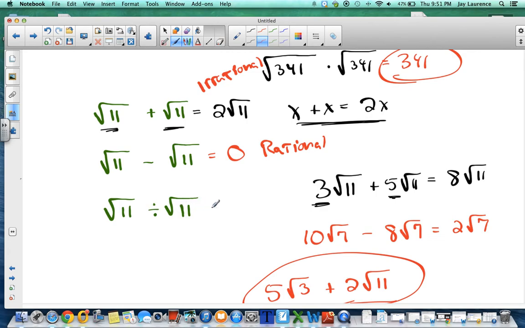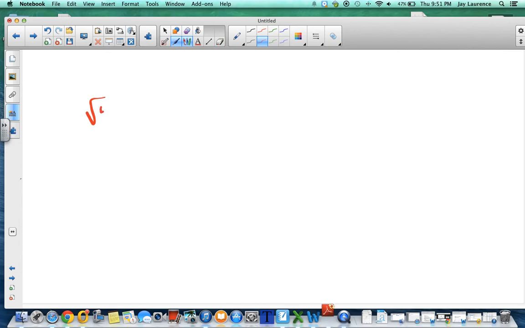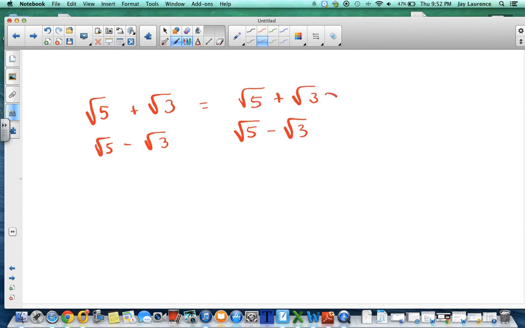So the square root of 11 divided by the square root of 11 is 1, which is a rational number. Now, that's not always going to be true. These are just specific cases. I can check out other things, where maybe I'll take the square root of 5 and try to add the square root of 3 to it. Well, I can't do it because they're not like terms. If I do the square root of 5 minus the square root of 3, again, not like terms, I can't put them together. So I get the square root of 5 minus the square root of 3. By the way, both answers are irrational.